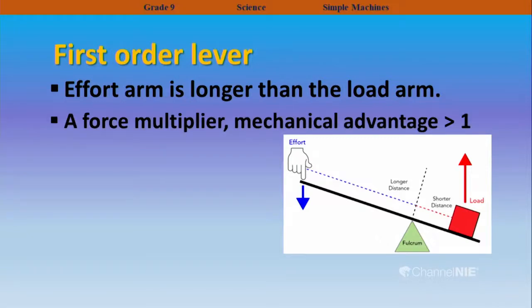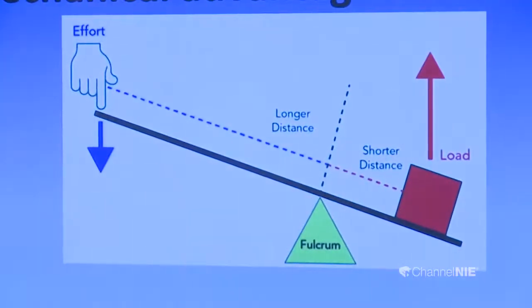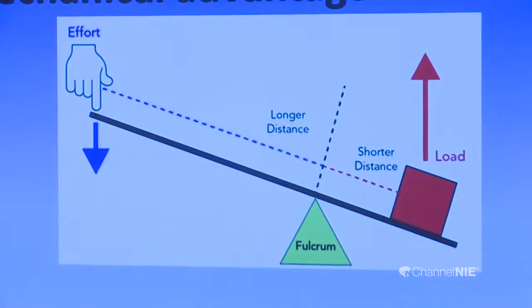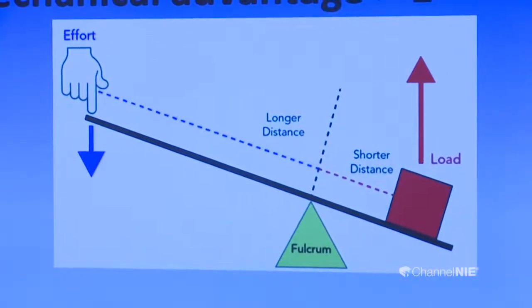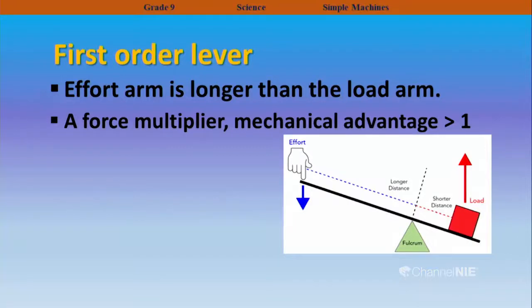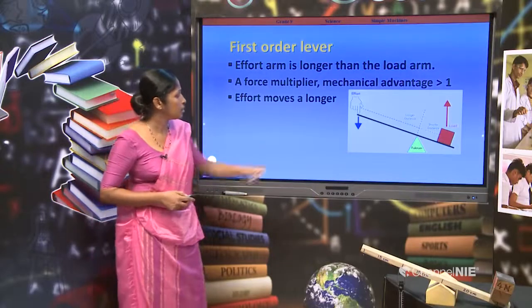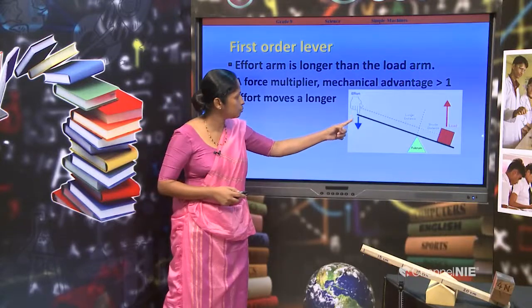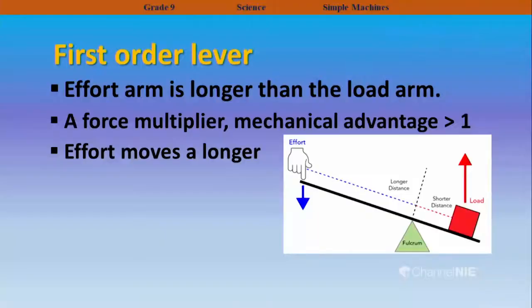First order lever, as I told you, the effort arm is greater than the load arm to increase the mechanical advantage of this lever, and it is a force multiplier. That means mechanical advantage is greater than 1. But the effort moves a much greater distance than the load moves.